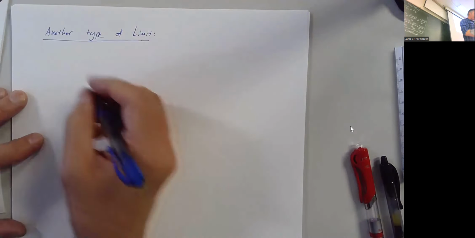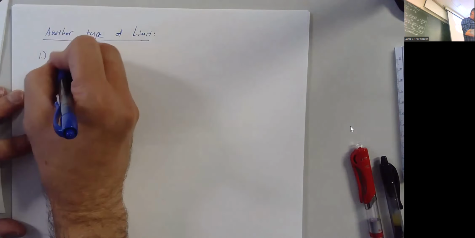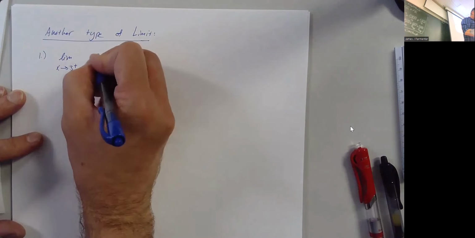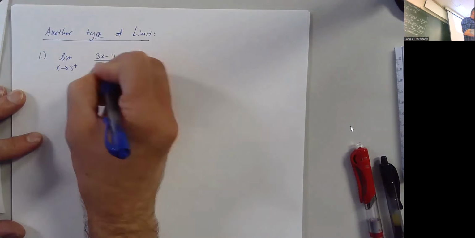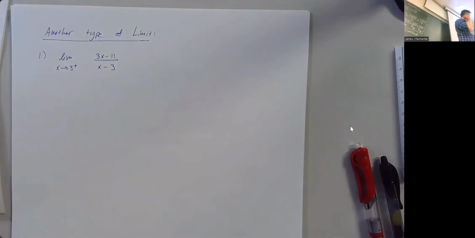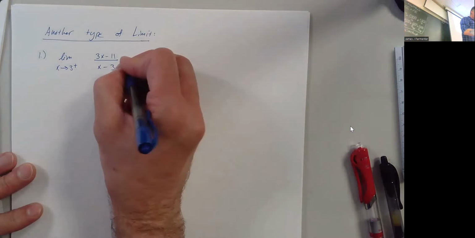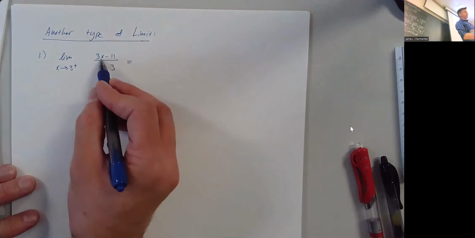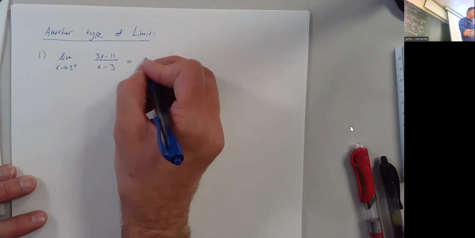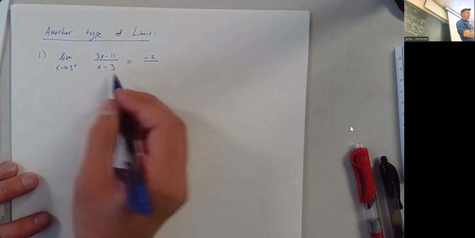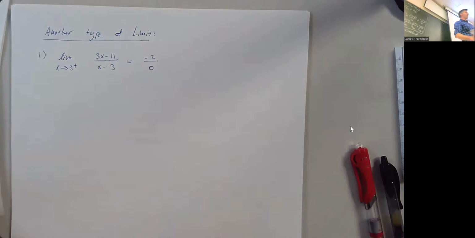Specifically, what I refer to as, well, let's look at an example first. Limit as x approaches 3 from the right of 3x minus 11 over x minus 3. Okay. So I'm just going to plug it in just like I always do. Not always, but most of the time. You plug in 3 on top, 3 times 3 is 9, 9 minus 11 is -2. If you plug in 3 on the bottom, you get 3 minus 3, which is 0.